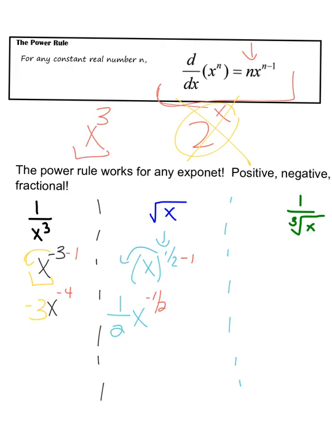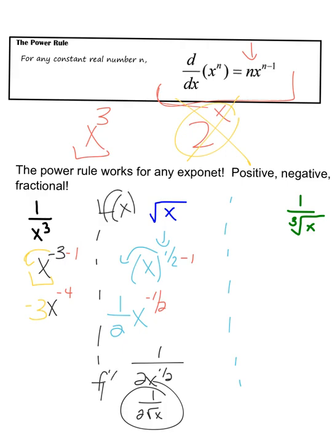And we'd rewrite that like this. And more commonly, we would put it back into the square root. So if this was f of x, this would be its derivative.